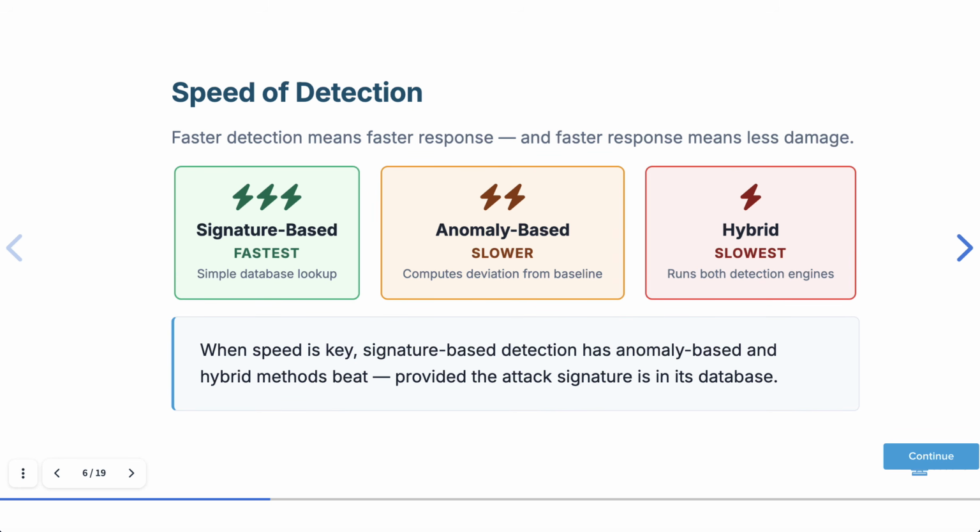When speed is key, signature-based detection has anomaly-based and hybrid methods beat, provided the attack signature is in its database. If speed is the top priority, say defending against ransomware that begins encrypting files within seconds of execution, signature-based has a clear advantage here. But that speed comes with real trade-offs, which we'll see by the end of this presentation.